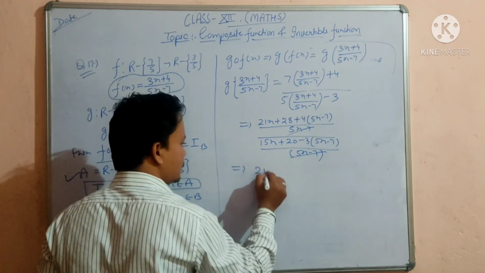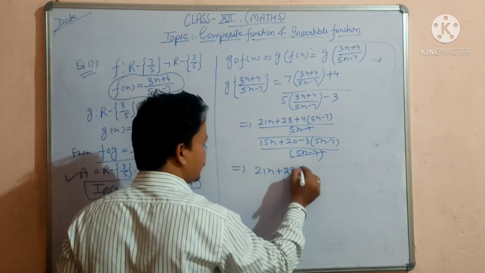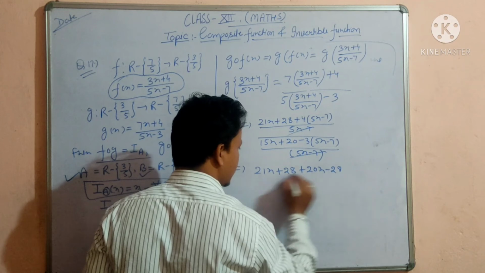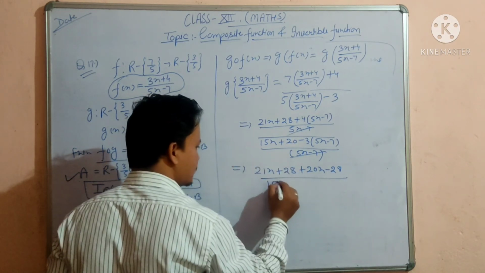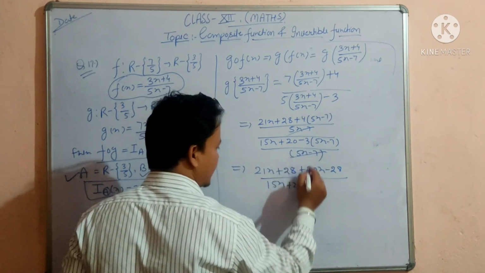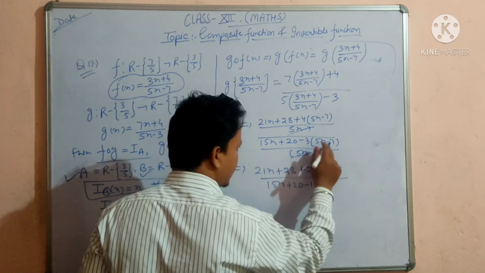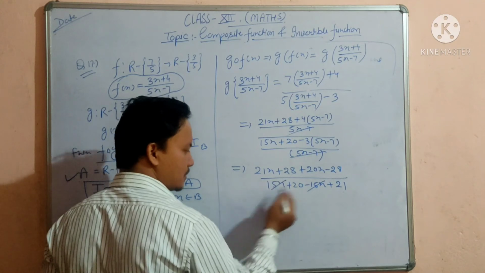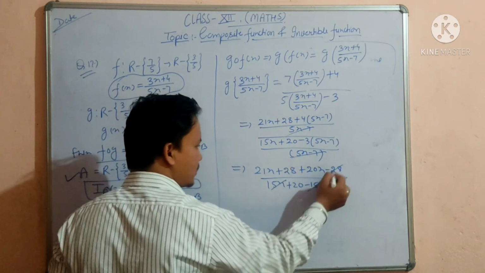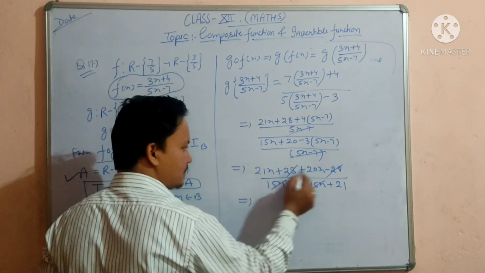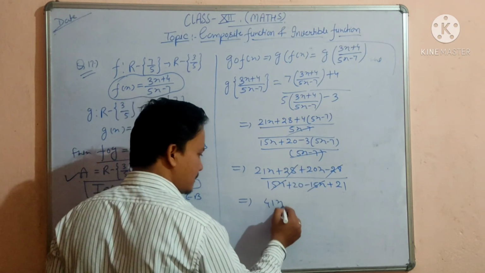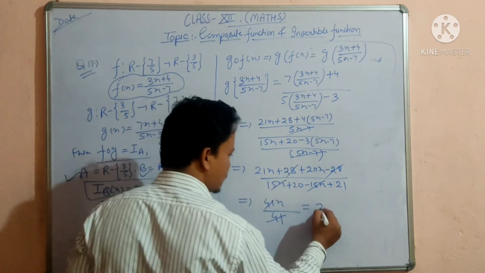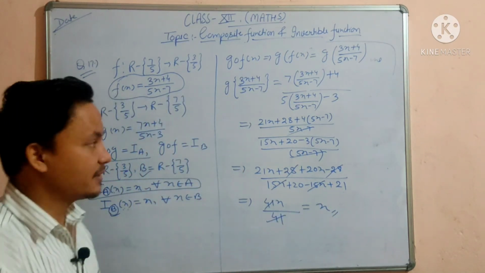Now see, 21x plus 28 plus 20x, minus 28, divided by here 15x plus 20 minus 15x and plus 21. So this will be cancelled out in the denominator. In the numerator, 28 and 28 cancel out. So 21 plus 20, this will be 41 times x, and here 20 plus 21, that is 41. 41 cancels out. This is x, meaning the identity of x.